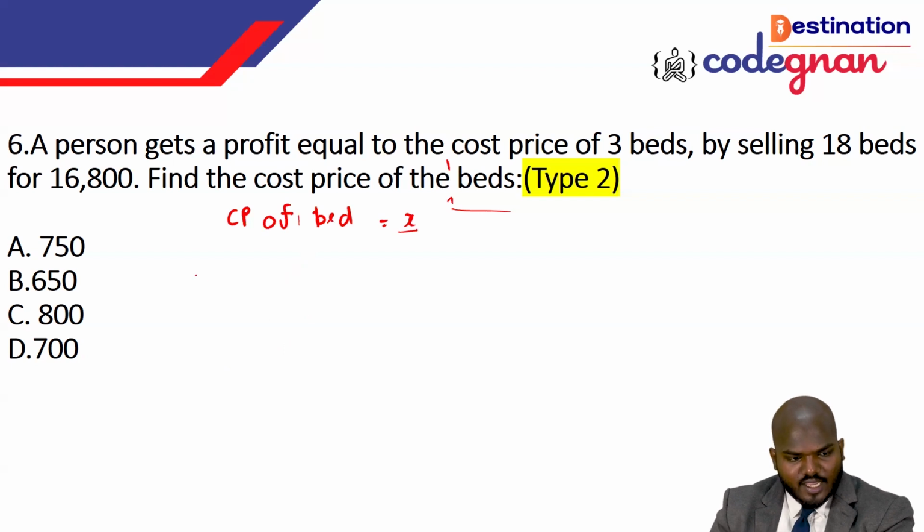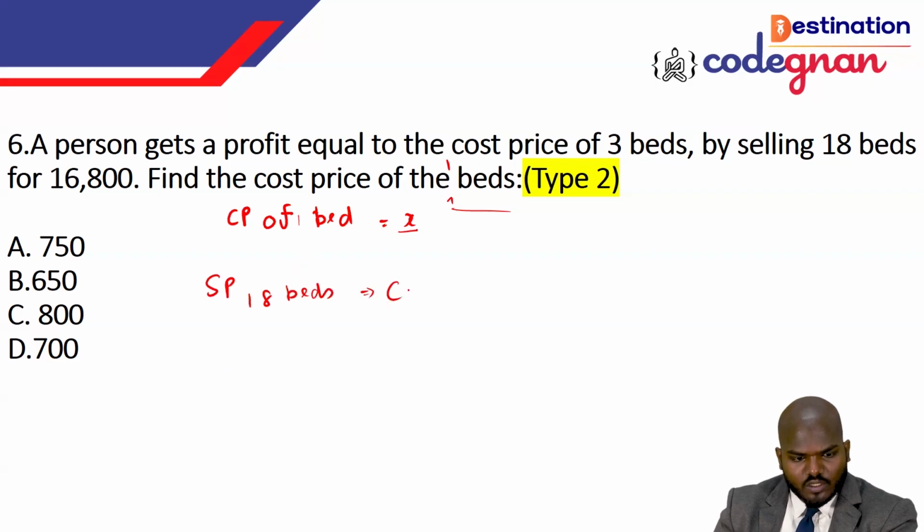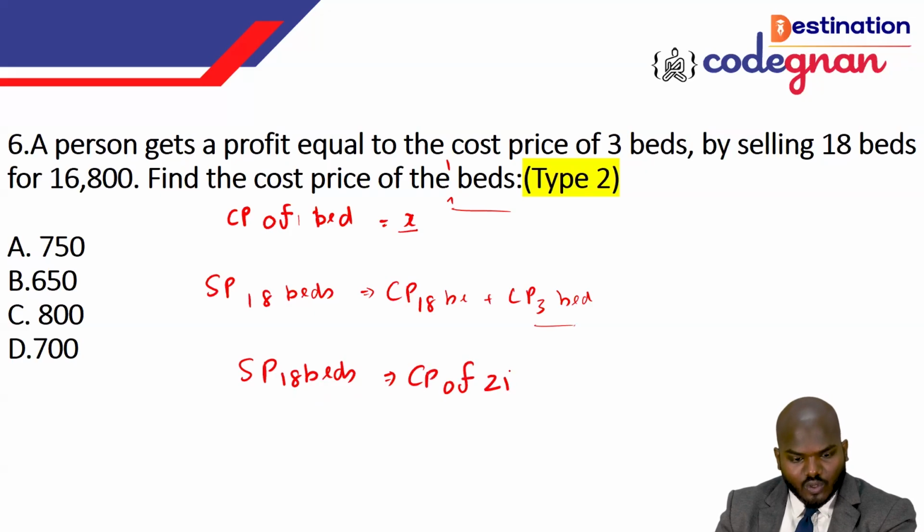The selling price of 18 beds is equal to the cost price of 18 beds plus the cost price of 3 beds. This is what they have given in the question. So the selling price of 18 beds is equal to the cost price of 21 beds totally. I'm simply calling it 21x.